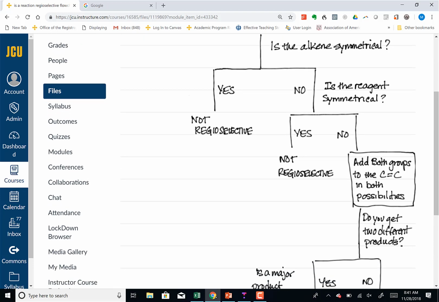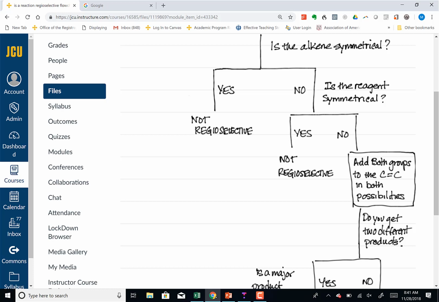And then it really boils down to, okay, when will the reaction be regioselective? Well, number one, when the reagents are asymmetrical. And then when you add both groups to the double bond this way, and you get two different products, it could be regioselective. And it will be regioselective if you add the groups this way, or this way, and you get two different products, and one of those is the major product. And to be honest with you, that's where the Markovnikov, anti-Markovnikov comes into play.